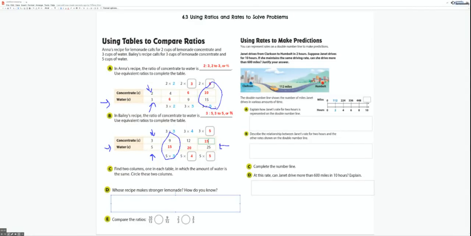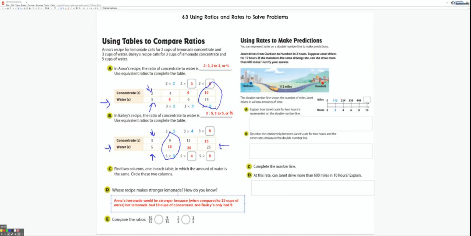Well, if Anna has 10 cups of concentrate and Bailey only has 9, then that would make Anna's lemonade stronger, because the more concentrate you put into the water, the stronger the lemonade is going to taste. So I'm going to pause and type that out. Anna's lemonade would be stronger because when compared to 15 cups of water, her lemonade had 10 cups of concentrate and Bailey's only had 9.